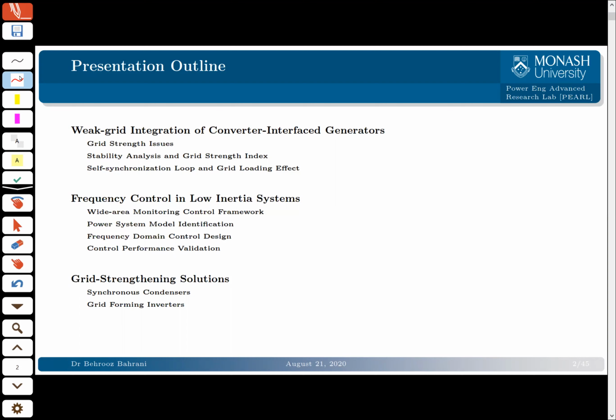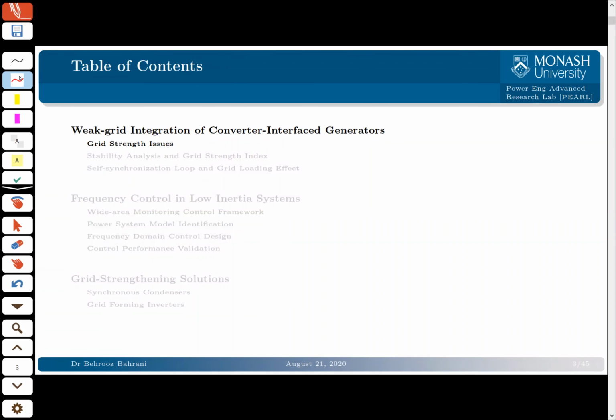And finally, some grid strengthening solutions, in particular SynCons and grid forming inverters. I'll be talking about them and how they can help us to stably operate in a weak grid.